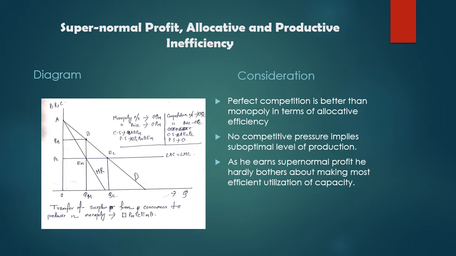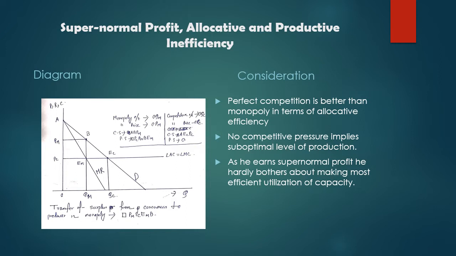Now, what about the consumer surplus here? The output level is OQC, D is the demand curve, and the equilibrium point is EC. So whenever the output level is OQC, the willingness to pay by the consumers will be represented by the area of the quadrangle OAECQC.